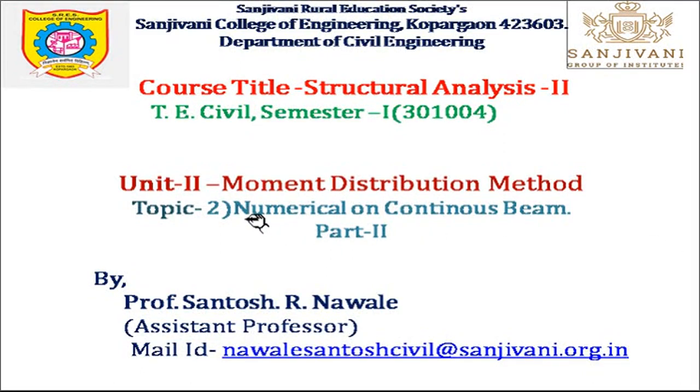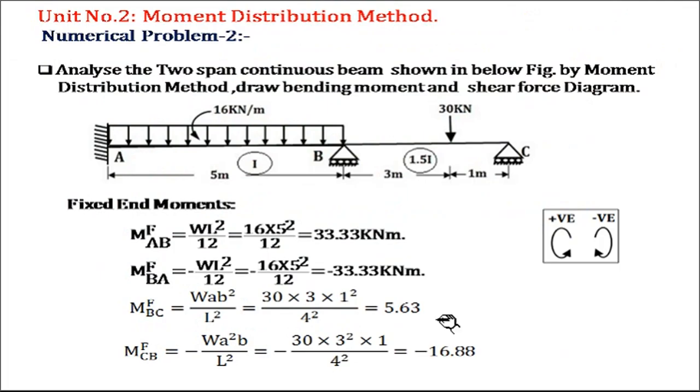In this video, we are going to see the second numerical on continuous beam, that is the second part, in Unit 2, Moment Distribution Method, for the subject Structural Analysis 2. This was the statement of the numerical: analyze the two-span continuous beam shown in the figure by the moment distribution method. Draw the bending moment and shear force diagram. This was the continuous beam ABC loaded as shown in the figure.